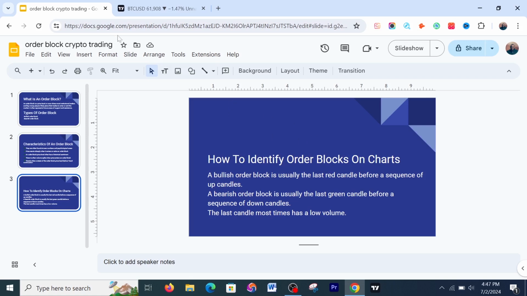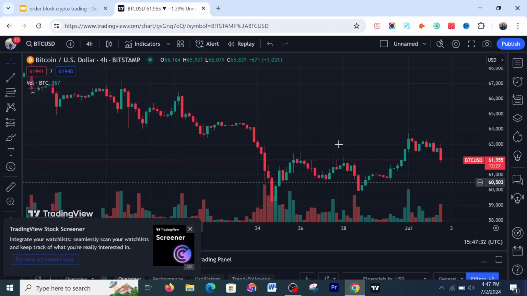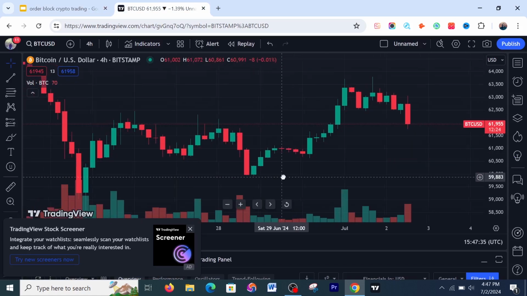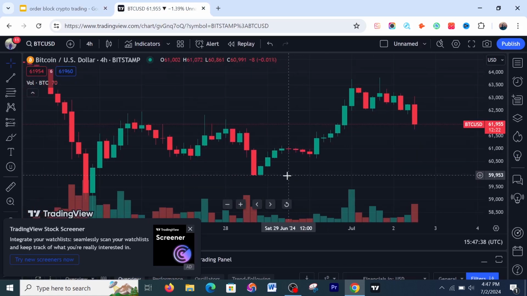This is the chart. Let me show you. It's very easy to identify. It's just a whole lot of traders that are making it complicated and complex. It's not complex, it's not difficult. They just make it look very complicated, maybe because they want you to pay for something, but it's not difficult.